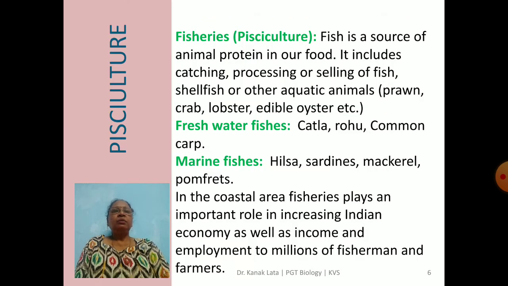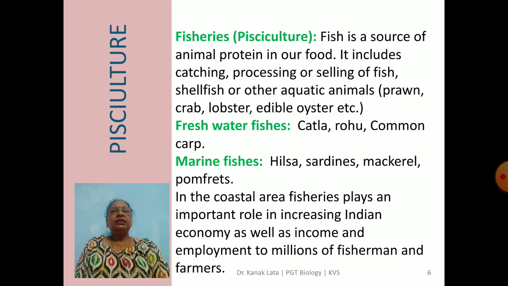Now the next is about pisciculture. Pisciculture is the culture of fish and other aquatic animals on a large scale. So that is called as pisciculture. And we know that fish is a source of animal protein in our food. Why? Because it contains a large amount of protein.